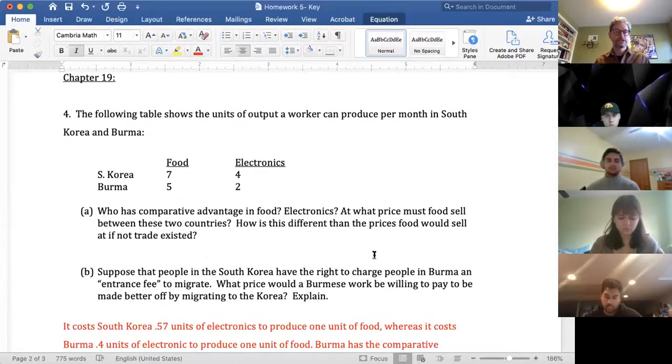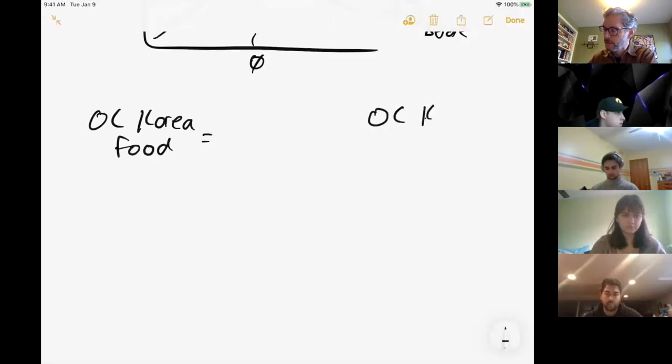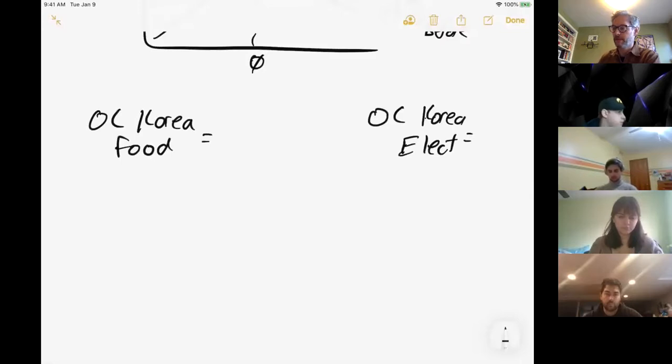Okay, here's our question related to output per worker. So let's figure out comparative advantage here. I'm going to work through this because a couple of us did have some problems with this one. So really what you want to do is for each country, you want to figure out what the opportunity cost is. So we want to figure out the opportunity cost of Korean food and Korean electronics.